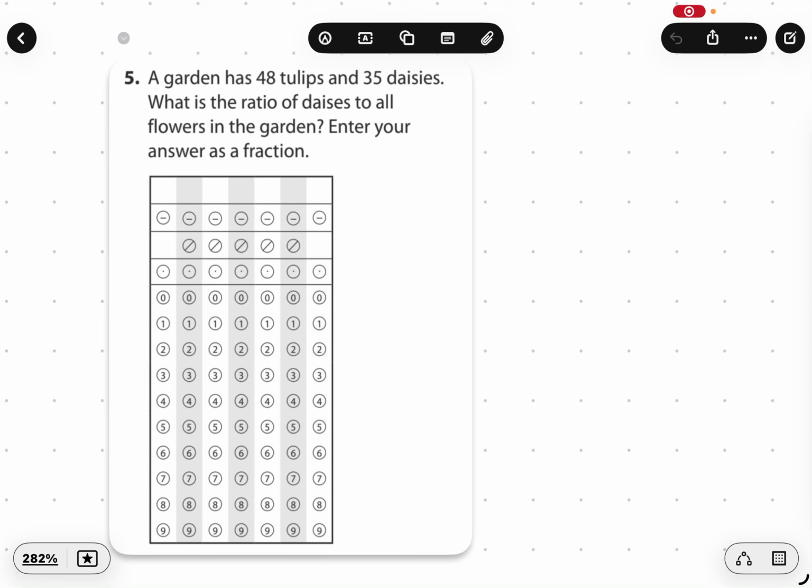Today we're taking a look at sixth grade ratio questions. Okay, so let's go ahead and jump on in.